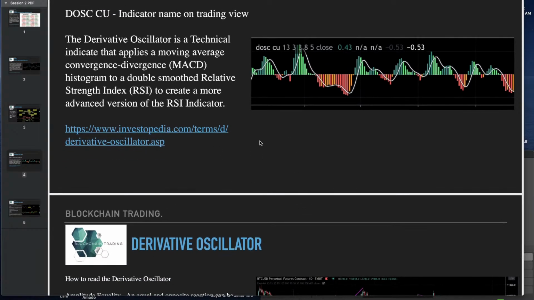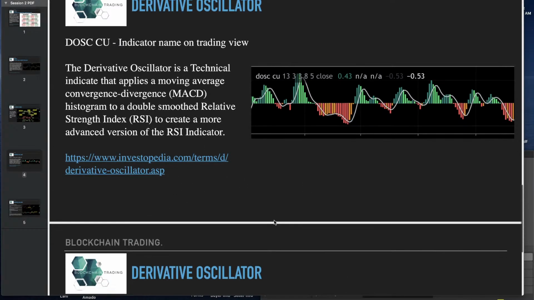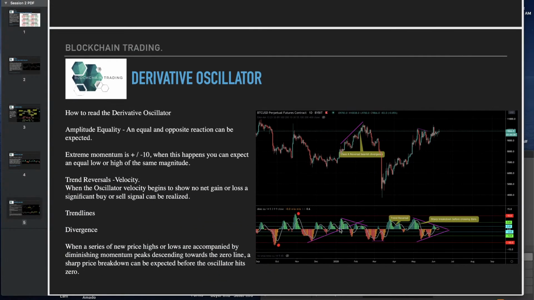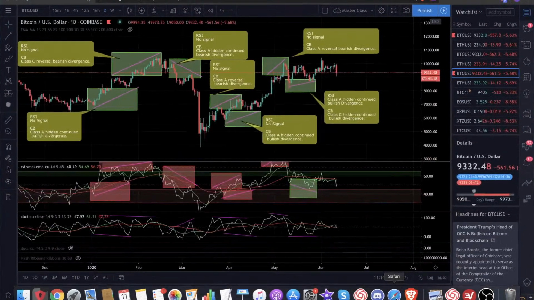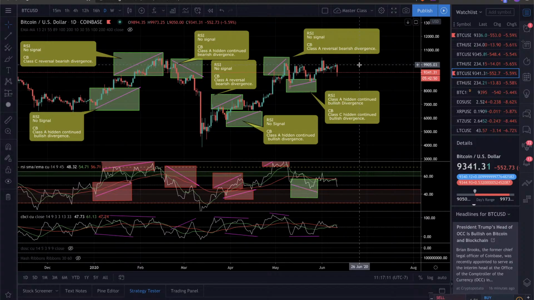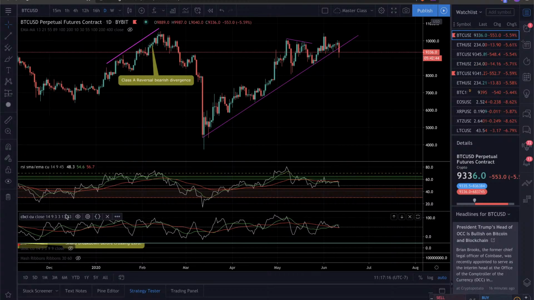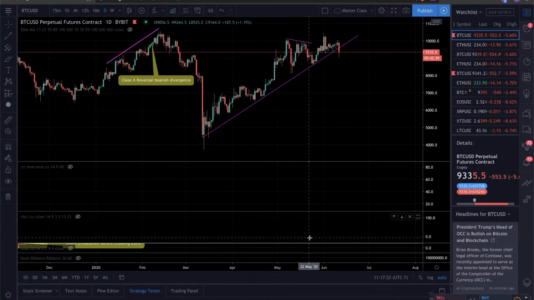If you want a little bit more information on the derivative oscillator by itself, here is the link. If you click on that, it'll take you to Investopedia and give you a little bit more information if you want it. This one is going to be a little more complicated in regards to how it reads, because it gives a lot of different types of signals. And what you're going to see very commonly out on the internet in regards to how to use the derivative oscillator is not the greatest information. And I'm going to show you why.